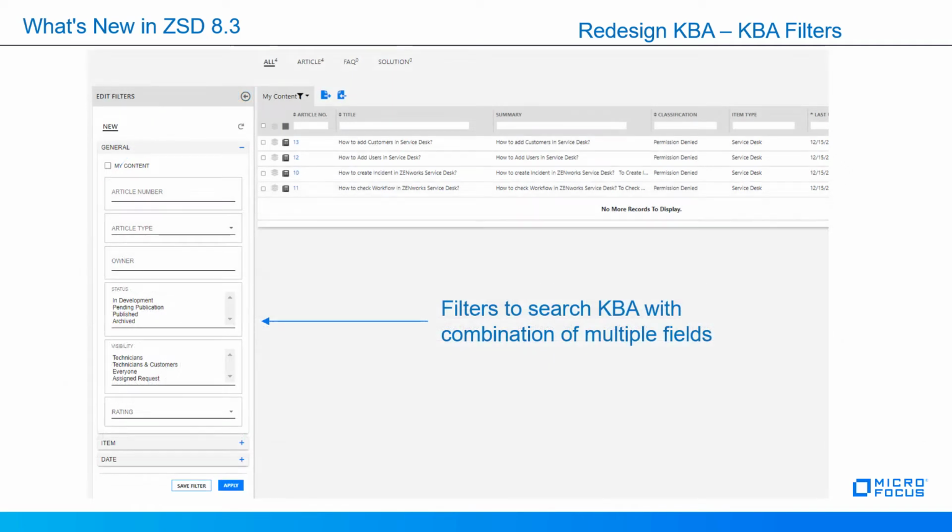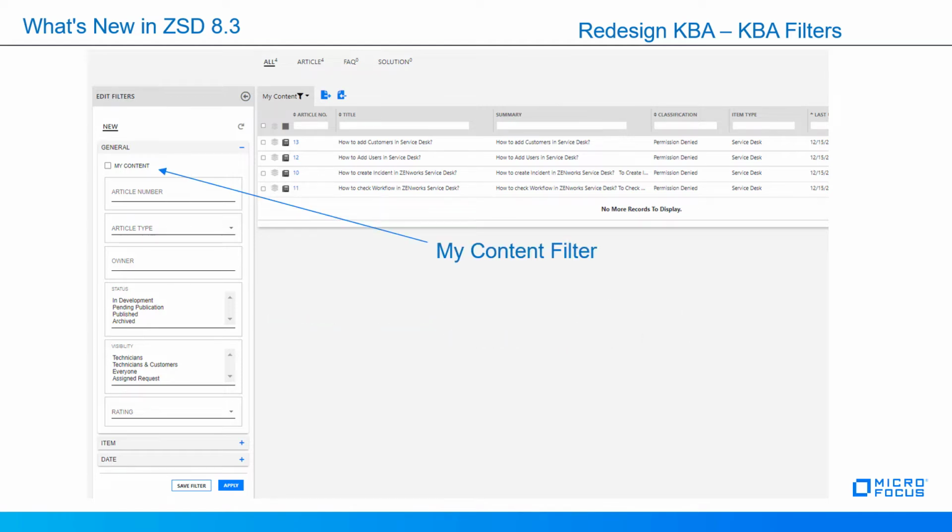When the KBA Filters tool is exposed, there are options to narrow down your search for the proper KBA. Search for different filters like article number, article type, owner, status, visibility, ratings, or item and date. You can combine multiple filters. Then you can narrow down the search further by checking the My Content box. Once you select Apply, it will invoke your filters, and you can then save if you want to name it and use it again.